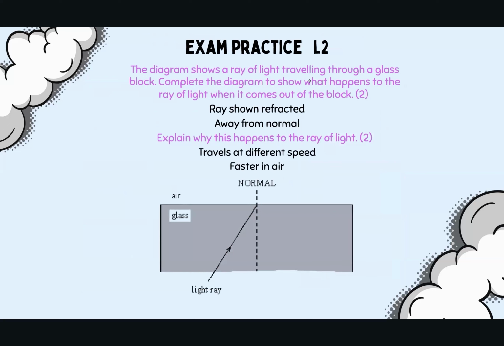Okay, so here's a quick question. It says, complete the diagram to show what happens to the ray of light when it comes out of the block. So we're going glass to air. We're showing it go from more dense to less dense. So it moves away from the normal. Explain why this happens to the ray of light. Because when it goes from the glass to the air, it speeds up. It starts moving faster. It travels at one speed in the glass, another speed in the air. It travels faster in the air, so it moves away from the normal.